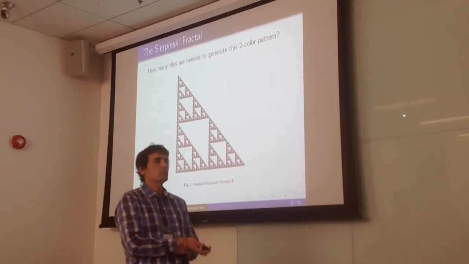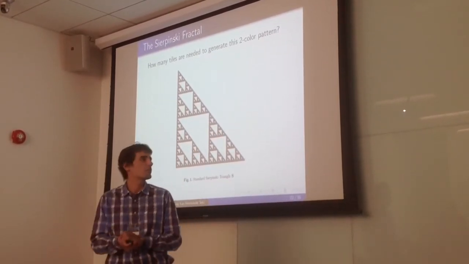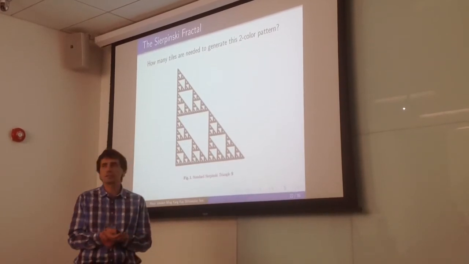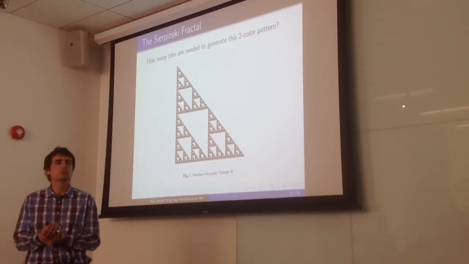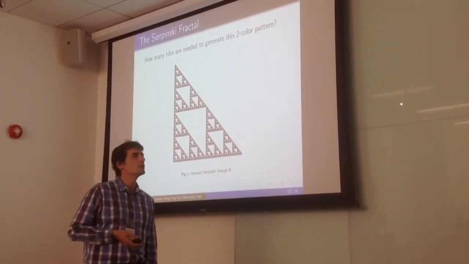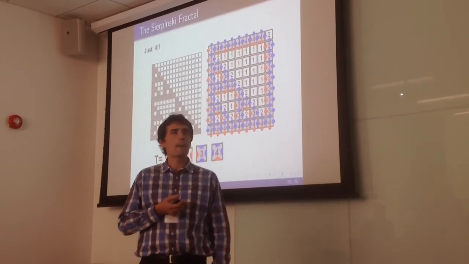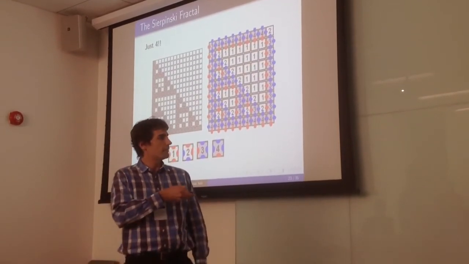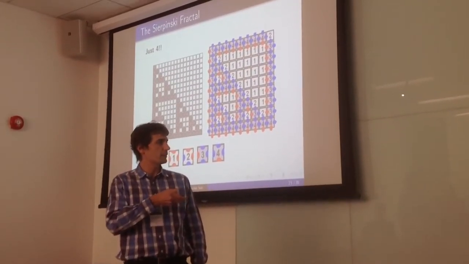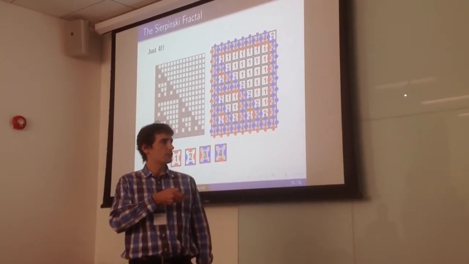Okay, so I want to show you some of the power that's built into this model. So this is the Sierpinski fractal. And let's assume that it's a 2-color pattern. How many tiles would we need to generate something like this? Well, the answer is just 4. So we have the tile set T here. There are 2 white tiles. There are 2 black tiles. The glues are just red or blue.